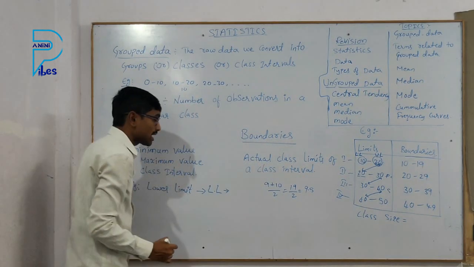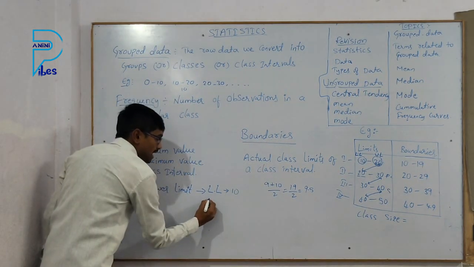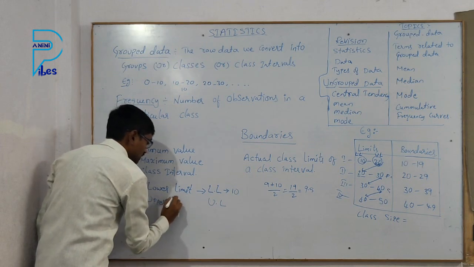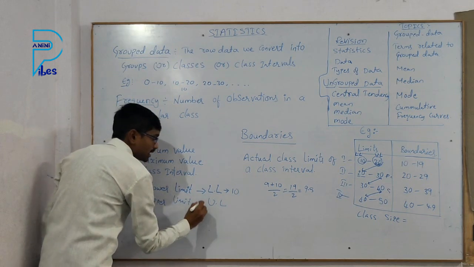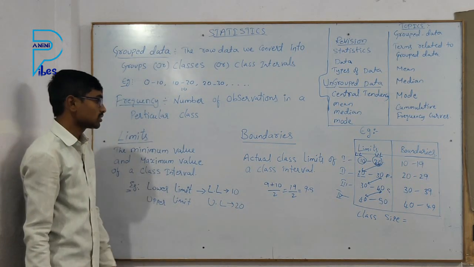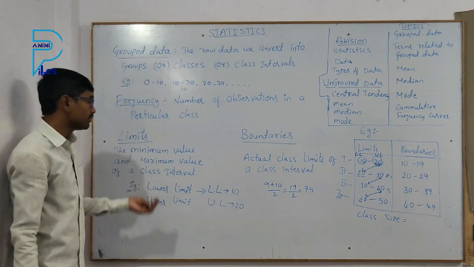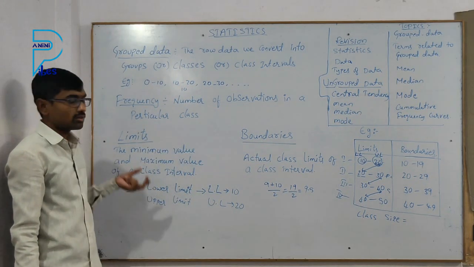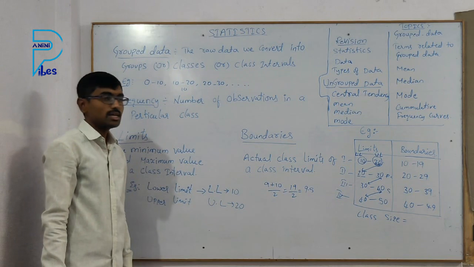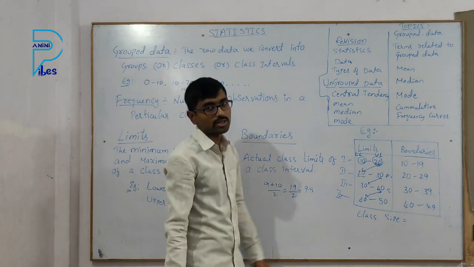So in the first class interval I am having lower limit as 10 and upper limit as 20. Okay, so this is about limits. So what is a limit? The minimum value and the maximum value of a class interval is called a limit. Okay, now coming to boundaries.